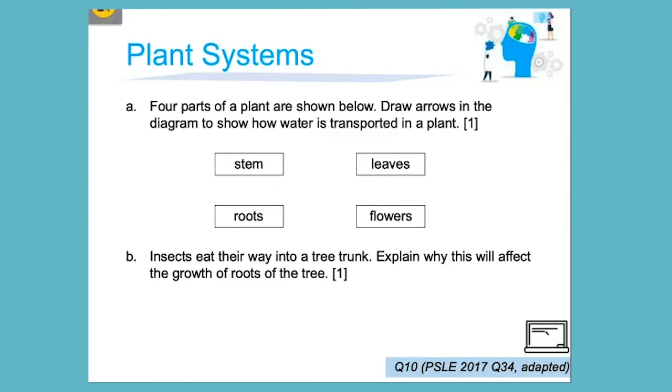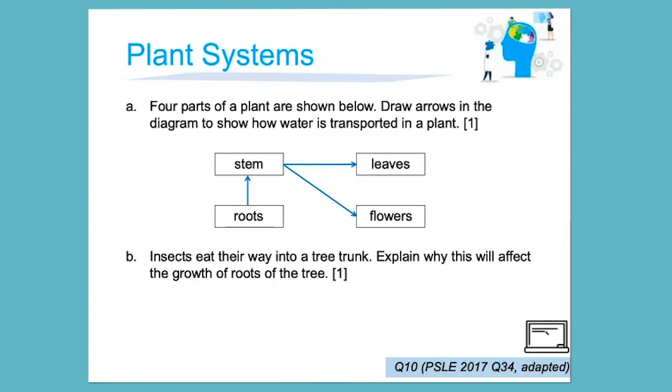Parts of a plant are shown below using arrows. I'm just going to give you a quick time to imagine how the arrows should look. How would you draw the arrows? We definitely know that roots will move water upwards towards the stem. Then from the stem, where does the water move to when it comes to leaves and flowers? It will move to both the leaves and flowers, right? So your arrows will look like this.